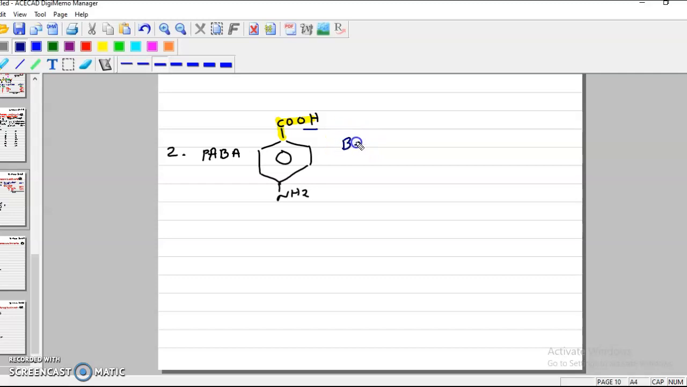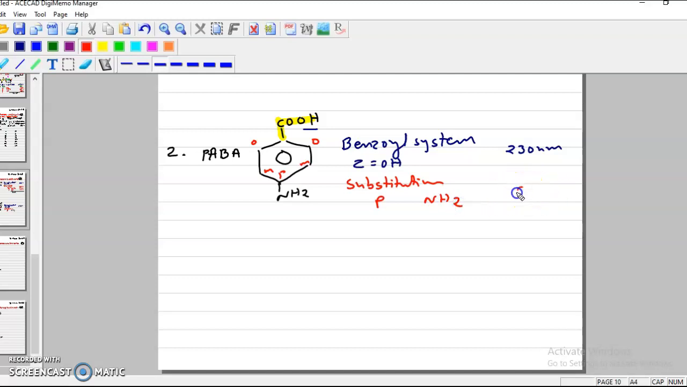This one is benzoyl system, and in benzoyl system Z is equal to OH group, acidic group, and therefore base value will be 230 nanometer for this one. Okay, with reference to this first carbon over here, these two are ortho, then we have meta, and this is para. Substitution present only at para position. So substitution for para position, we have NH2 group, and when NH2 group is present at para, we will add 58 nanometer for this one. Okay, so total of this will be your lambda maxima, and that you have to find out.